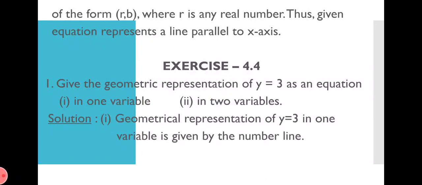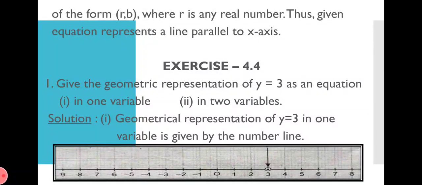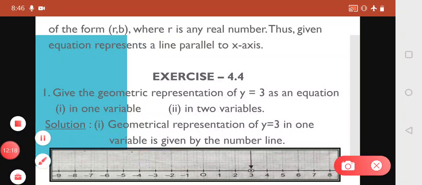For the solution of question 1, the geometrical representation of y equal to 3 in one variable is given by the number line. You have to draw a number line and plot the numbers, 0 in between, positive numbers on the right hand side and negative numbers on the left hand side, at equal distances, and then mark 3 for the equation y equal to 3. This arrow shows that the value of y is equal to 3.